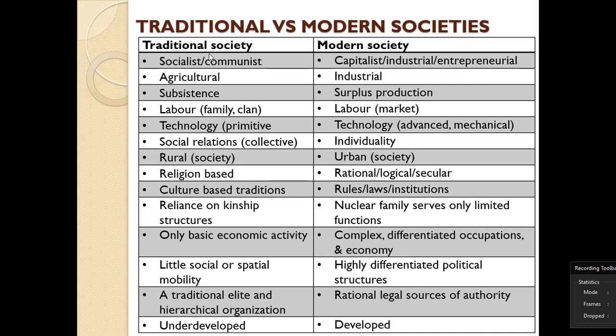Their social relations are collective instead of following the capitalistic way of individualism. They are more characterized by rural societies, while modern societies are more characterized by urbanization. They rely on kinship structures, for instance extended families, while modern societies rely on the nuclear family, which serves only limited functions, so people don't have to depend on their relatives to do things. And all these bring about underdevelopment and poverty, compared to modern societies, which are more developed and therefore modernized.